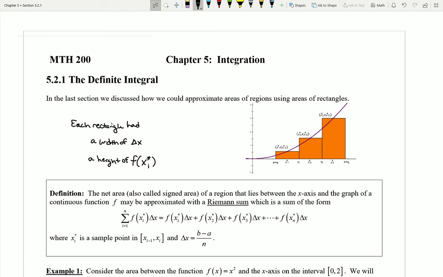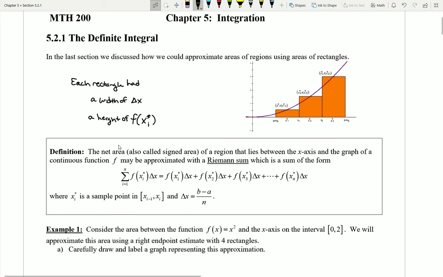So these were the bits of information that we had, and then we said that the net area, or the signed area of the region between the curve and the x-axis, could be approximated by just adding up the areas of these rectangles. And we had two ways that we thought about displaying this. We could take each individual height and multiply it by the width and get the area of a rectangle, and then add the area of the next one, and add the area of the next one, and keep going until I went through all of my rectangles.